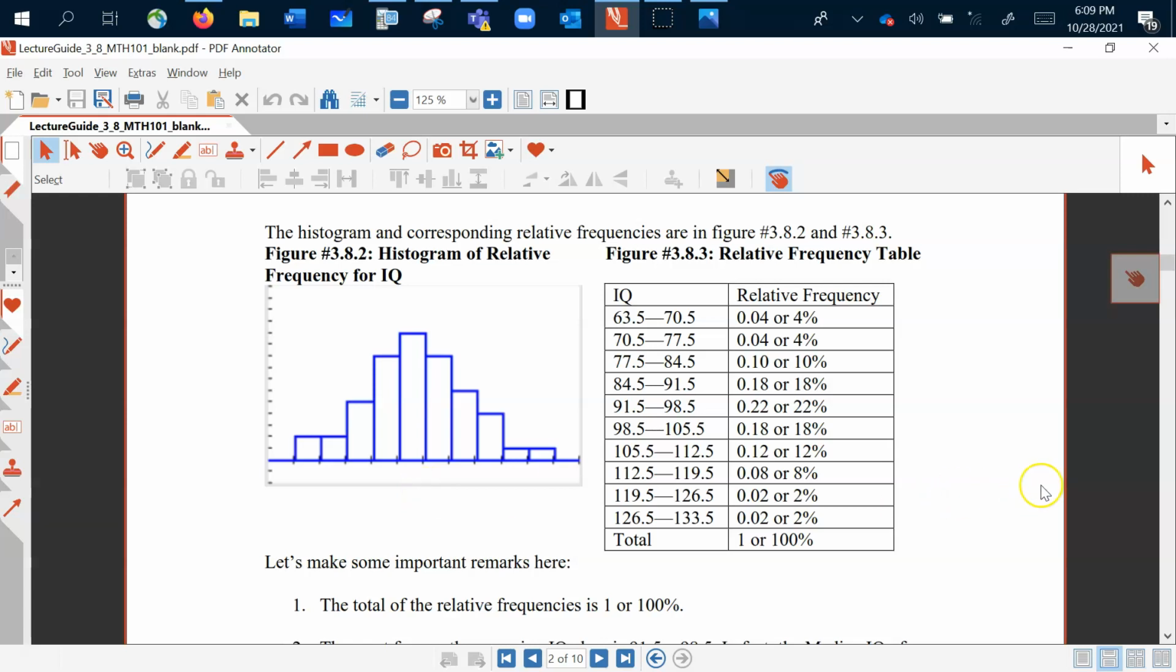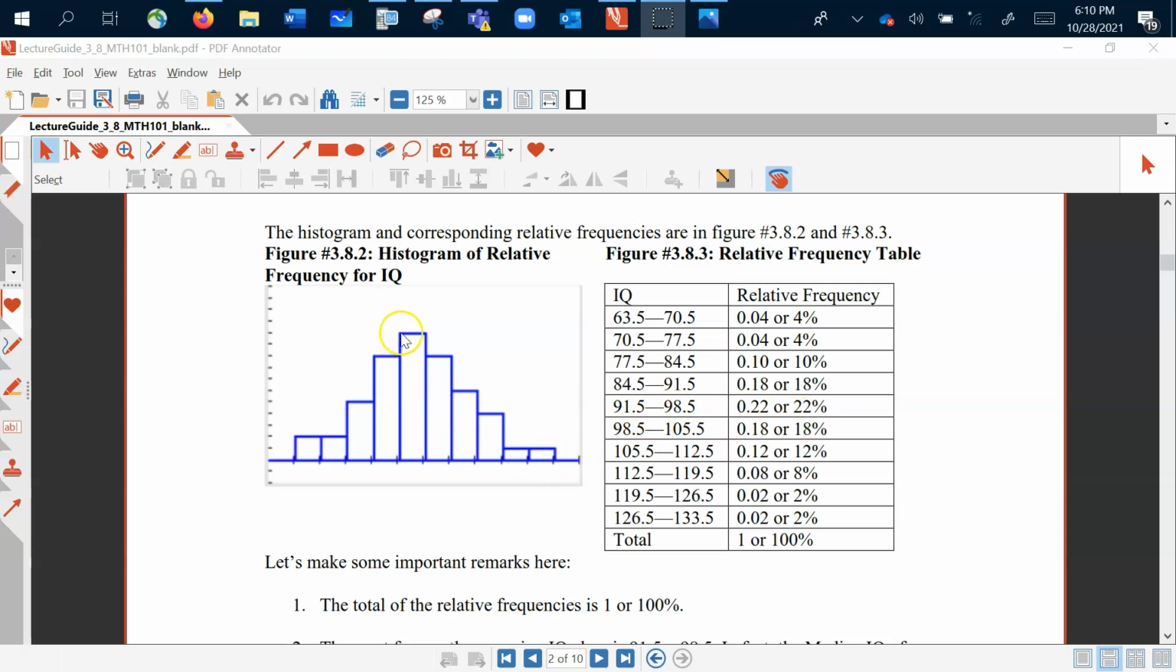to it. Now let's make some notes about this particular relative frequency table and the histogram. First of all, the relative frequencies all add to 100%. The most frequently occurring class is going to be the class of IQs between 91.5 and 98.5, 22%.